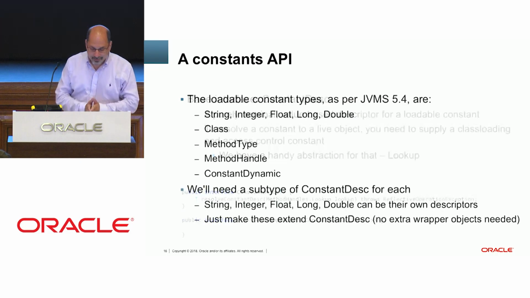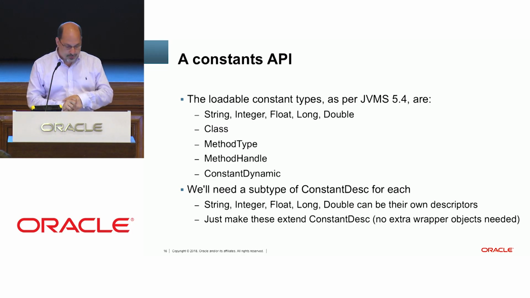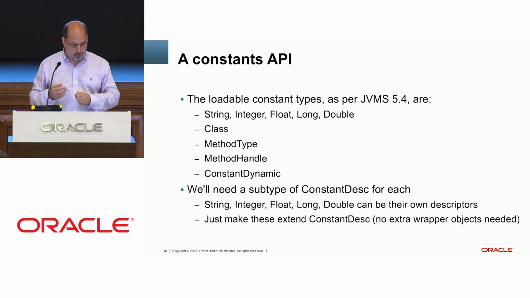It's not hard. So the types in the constant pool, as per JVMS 5.4, are strings, numbers, classes, method types, method handles, and now ConstantDynamic. So we'll need a subtype of ConstantDesc for each of those things. Conveniently, strings and integers and such can be their own descriptors. They're already nominal, so we don't need to have a string descriptor and an int descriptor. Integer and String will do just fine. And so we've just retrofitted String extends ConstantDesc, Integer extends ConstantDesc, and we're all done there.